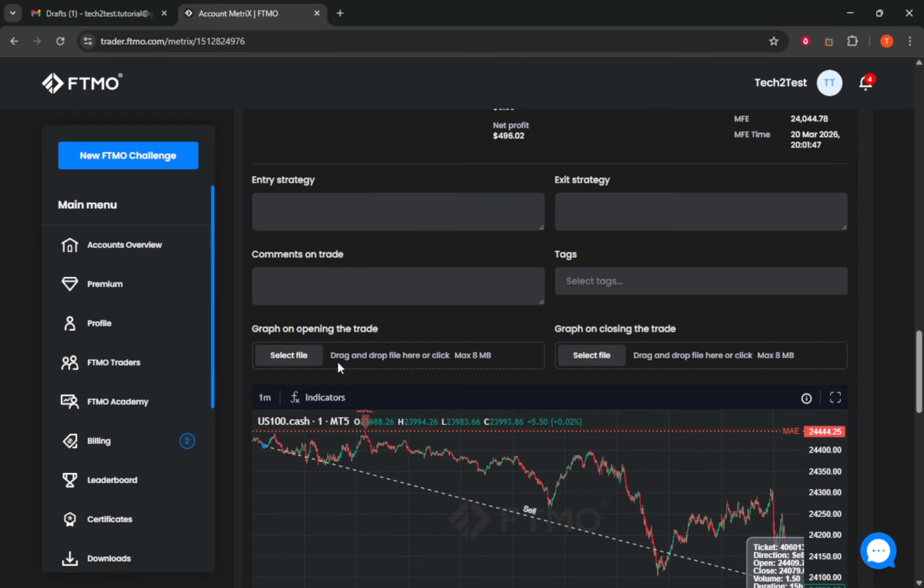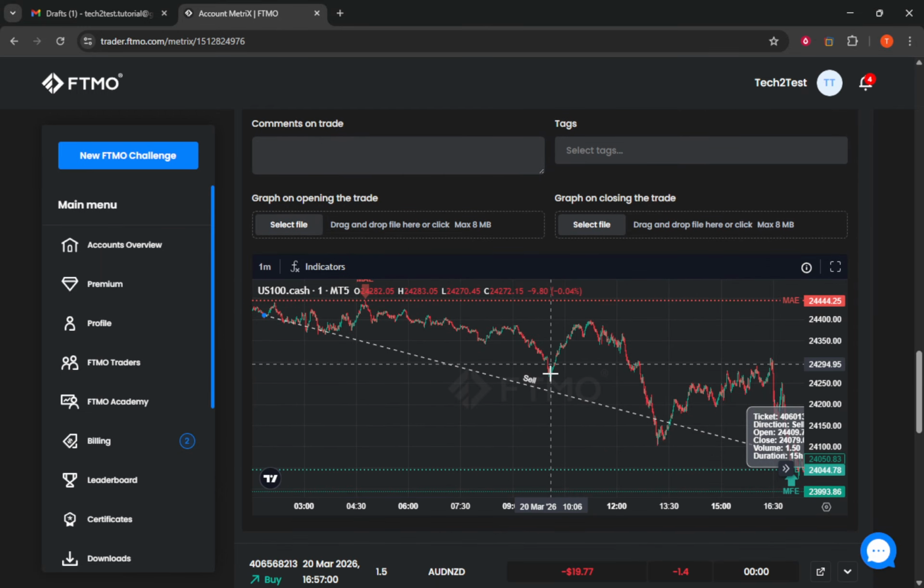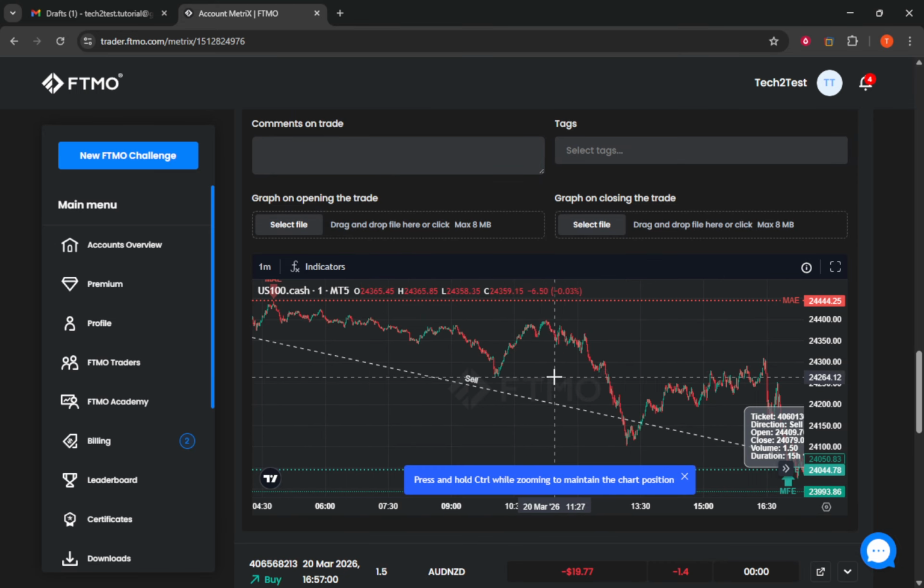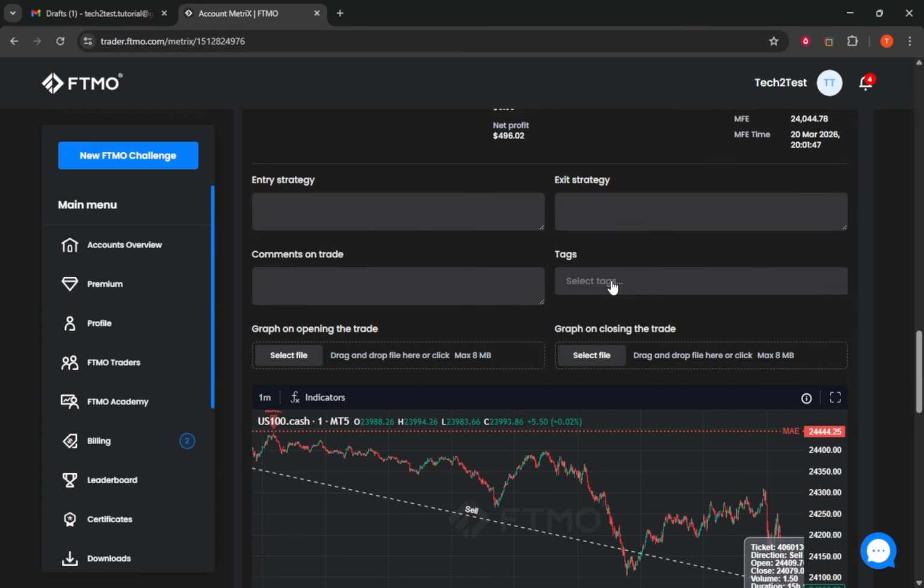Use tags to make your journal searchable and powerful. Labels such as breakout, trend trade, news trade, or reversal let you filter results and compare like with like. Keep your tag names consistent and meaningful so you can group trades quickly and pull accurate stats by setup, symbol, or session. Finally, analyze patterns as your journal grows.